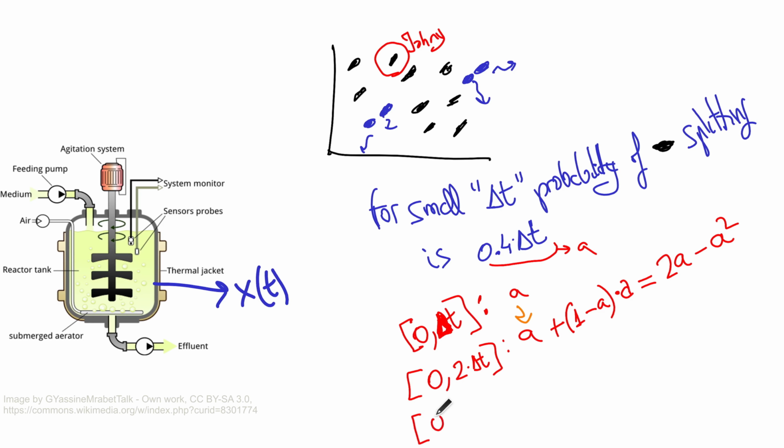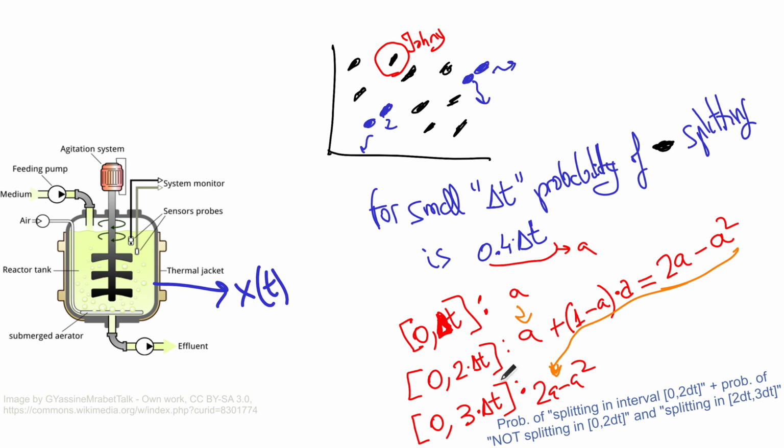Then, if I wish to compute the probability of splitting in 3, let's say, base intervals, then, again, it will be the probability of splitting in the first 2 increments of time plus the probability of surviving without splitting during 2 base intervals, delta t, which is this thing, times the probability of splitting in the third interval between 2 and 3 delta t.